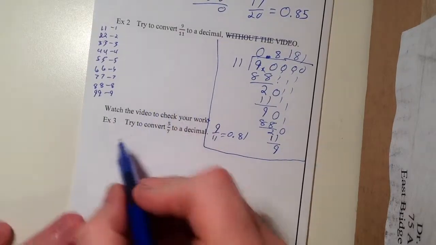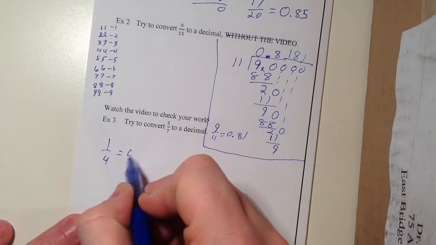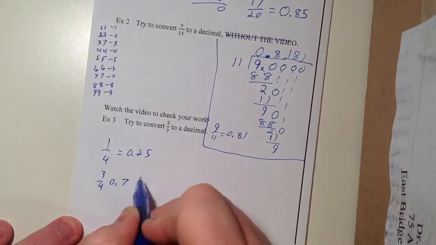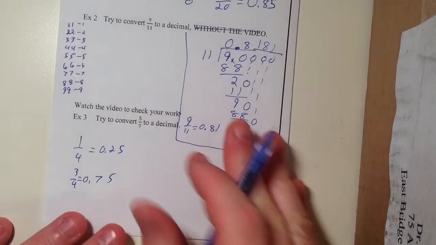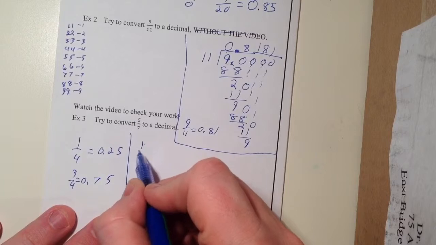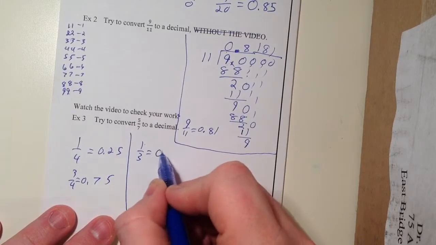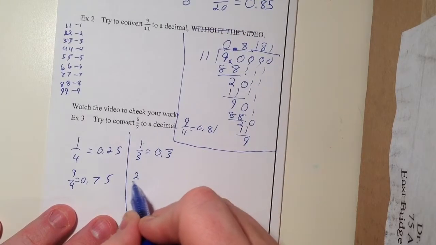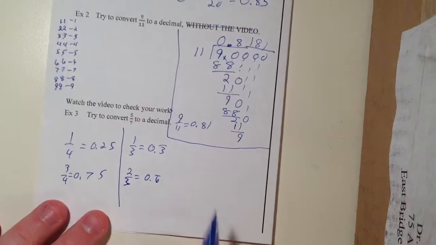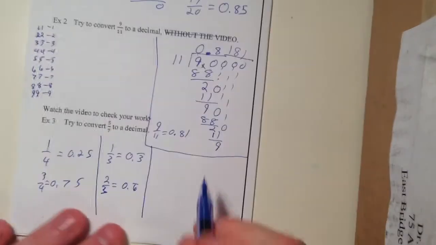Most of the ones you should know. You should know 1/4 is going to be 0.25. You should know that 3/4 is 0.75. Most of you know that because you like money. All right. Some good ones like 1/3. All right. 1/3 is 0.3 repeating. 2/3 is 0.6 repeating.